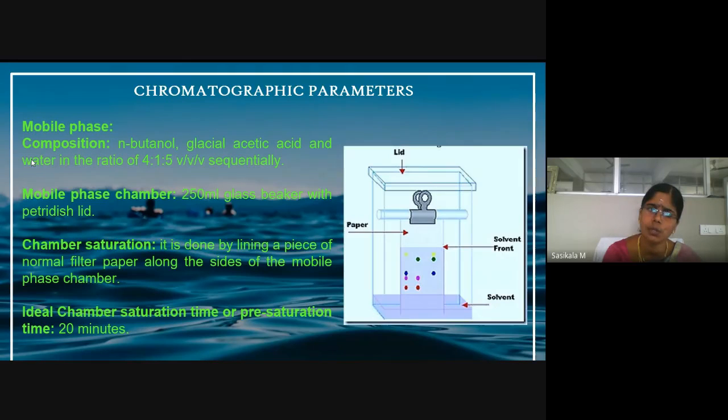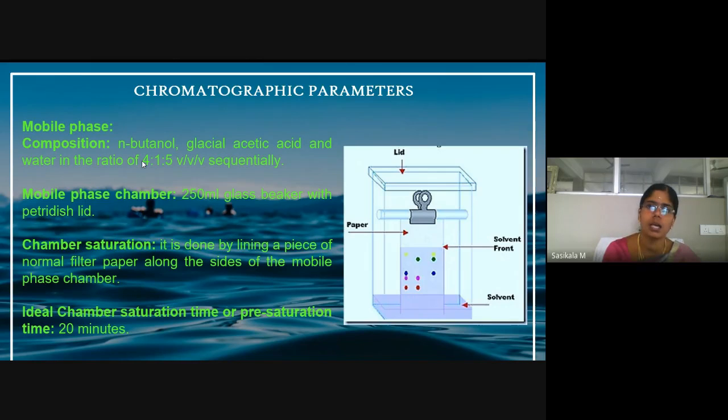Why are we using water also in the mobile phase? Then only your sample will be at least a little bit soluble in the mobile phase to move fast to separate. So we need to consider high polar solvents and low polar solvents also to separate your molecules efficiently. That's why this combination is chosen. If you know the polarity and the phase of separation, only then can we choose the solvent for the mobile phase. So what is the mobile phase composition for paper chromatography?